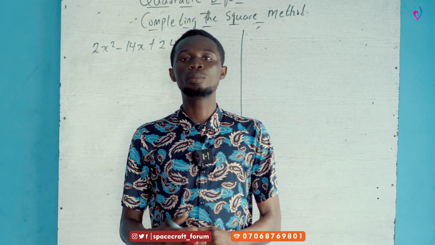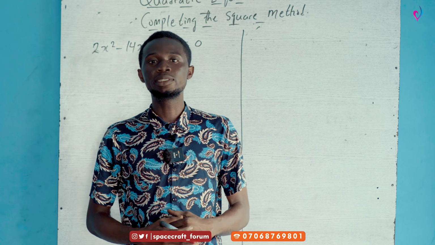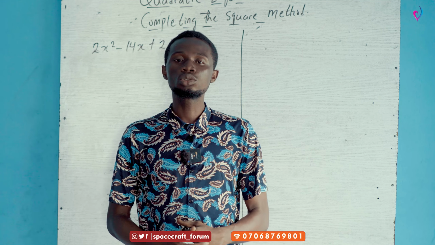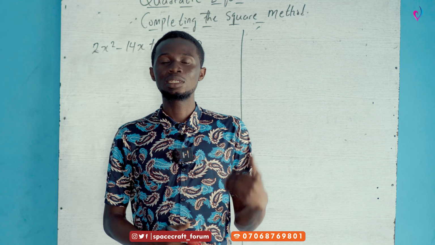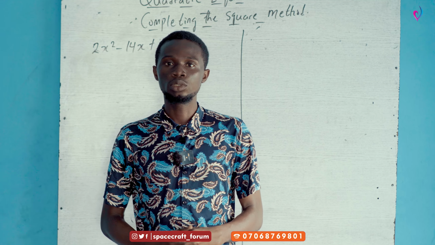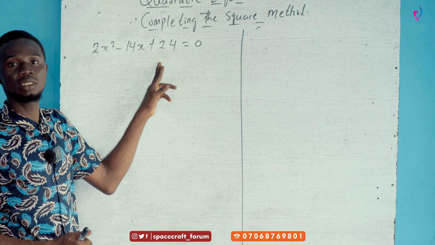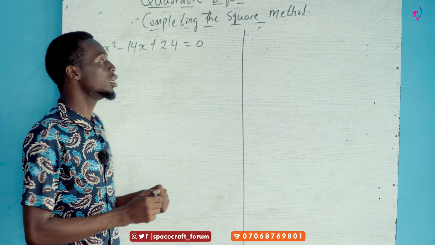Next method is completing the square. Under the completing the square method, let me give you a technique you can use to solve it. Anytime you want to solve by completing the square, you have to move the constant to the left hand side of the equation. So in this question, the constant here is plus 24.